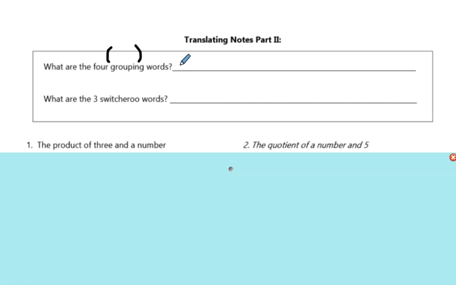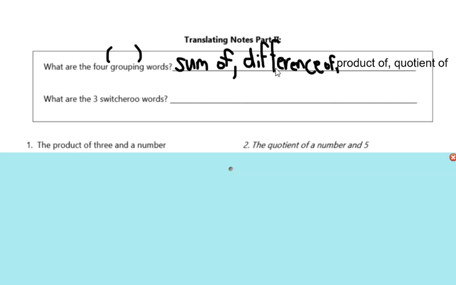So when you see the following words, sum of, difference of, product of, and quotient of, we are going to make sure that we use parentheses. When we see those words, we know that we're going to be grouping something together. Now it is a little case by case, but you will see that as we go on through the notes.